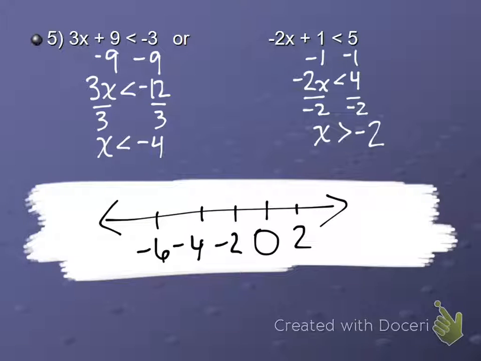Because it is an OR inequality, I know that I don't have to worry about an overlap. I can just go ahead and graph both of these inequalities on the same number line. So when I graph x is less than negative 4, open or closed point? Open at negative 4, shaded to the left because it is less than. Shading, shading. Okay, now that I've got that one shaded in, open or closed point at negative 2? Open, shaded to the right.